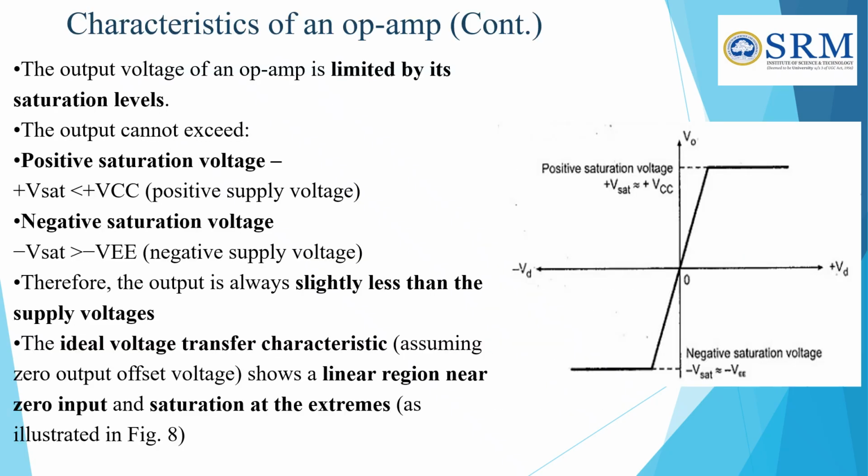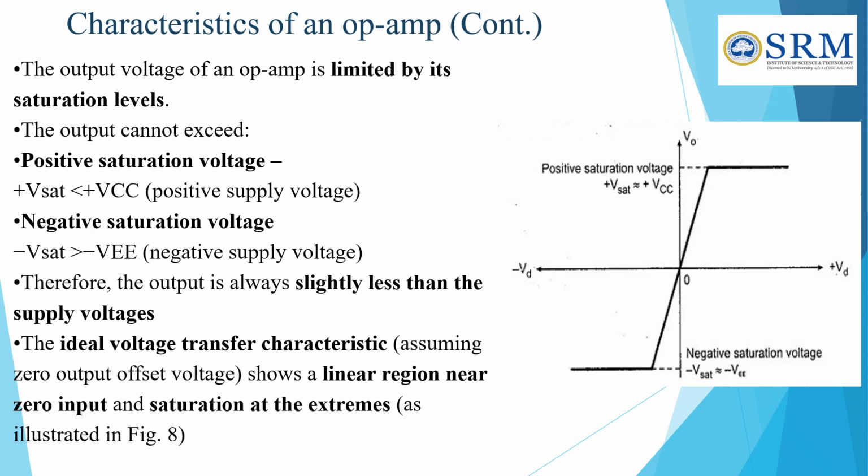Characteristics of an amplifier. Even though the op-amps have very high gain, the output cannot increase indefinitely. It is limited by the supply voltage. This is called saturation. On the positive side, the output cannot reach exactly plus VCC but stays slightly below it. Similarly, on the negative side, it cannot reach exactly minus VEE but remains slightly above it.